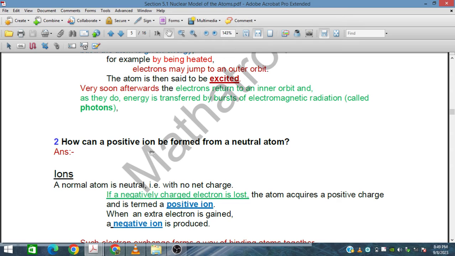How can a positive ion be formed from a neutral atom? If electrons are taken away from the atom, then it becomes a positive ion. If it gets some electrons, then it becomes a negative ion.